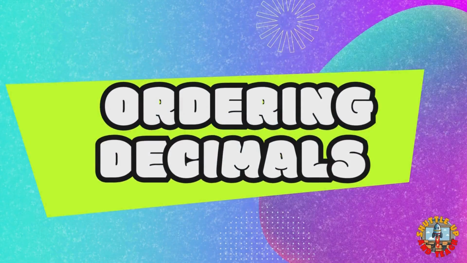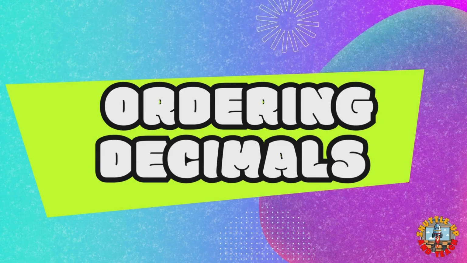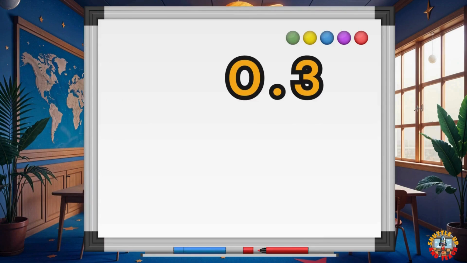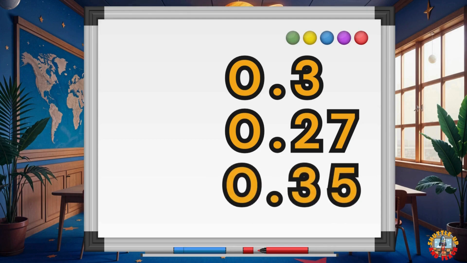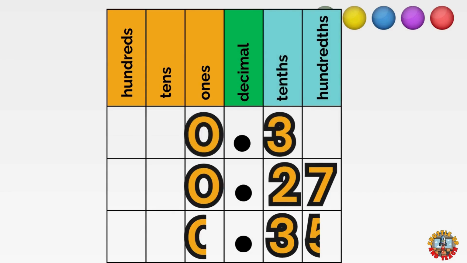Now, let's practice ordering decimals from smallest to largest. We'll use these three decimals, 0 and 3/10, 0 and 27 hundredths, and 0 and 35 hundredths. Step 1. Compare the tenths place. The decimals have the following tenths digits: 0 and 3/10, 0 and 27 hundredths, and 0 and 35 hundredths.